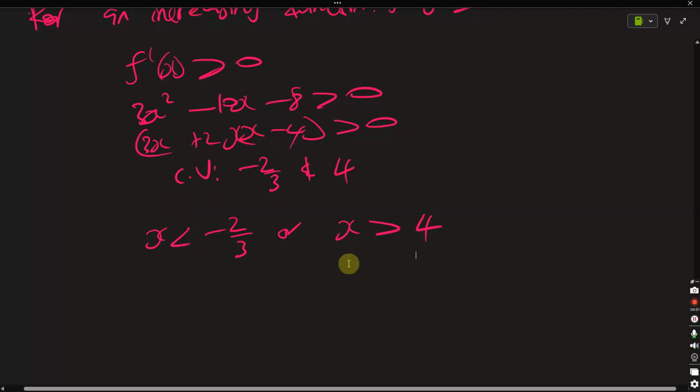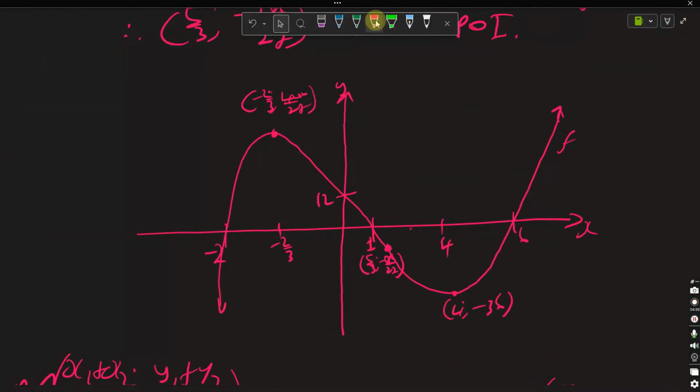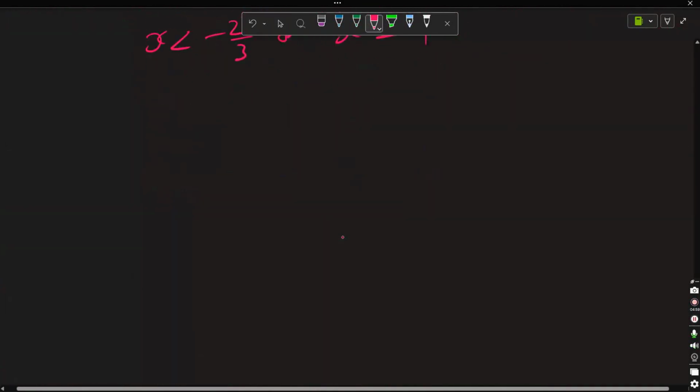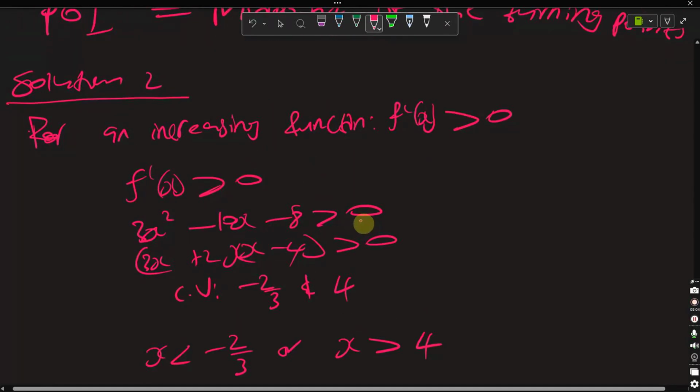Let's find out. Let's go to our graph. Oh yes, that's true. Because look at this. When x is less than negative 2/3, the graph is increasing. Here the graph is increasing. The derivative here is positive, positive, positive. Even here, it's also positive. So that means we are correct. Yes, indeed, the graph is increasing when x is less than minus 2/3 or greater than 4. So that is the mathematics.